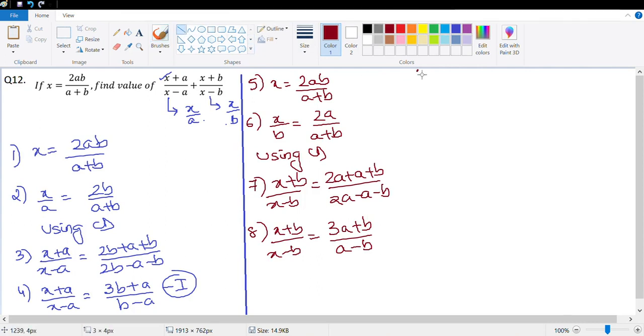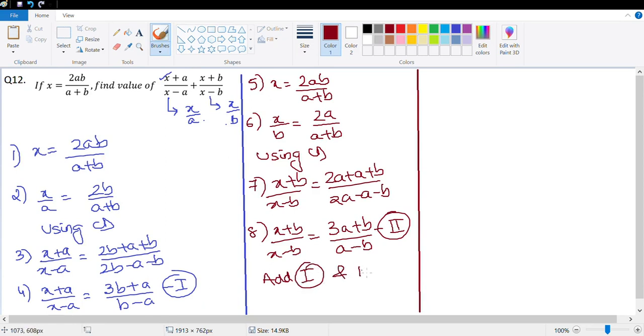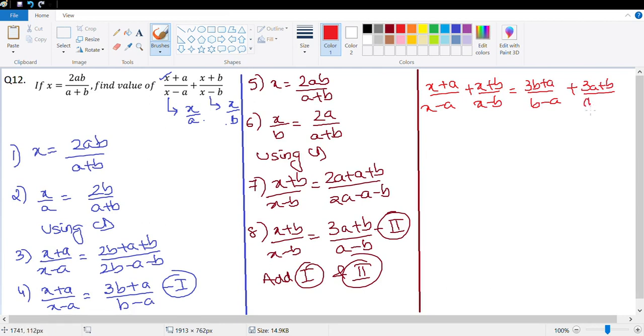Now I've got the value of the first term as well as the second term. Let's go ahead and add them. Let's call this equation number 2. So add equation 1 and equation 2, and we get on the left hand side x plus a upon x minus a plus x plus b upon x minus b, and this is equal to 3b plus a upon b minus a plus 3a plus b upon a minus b.